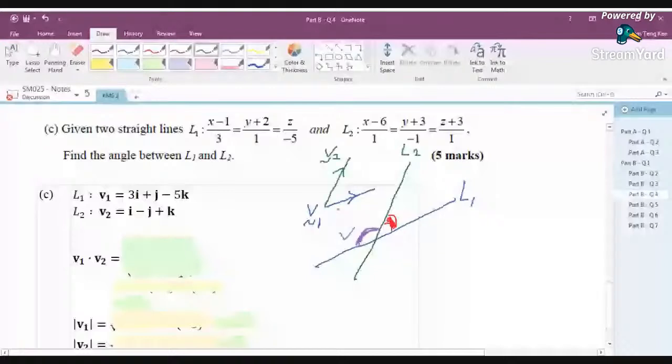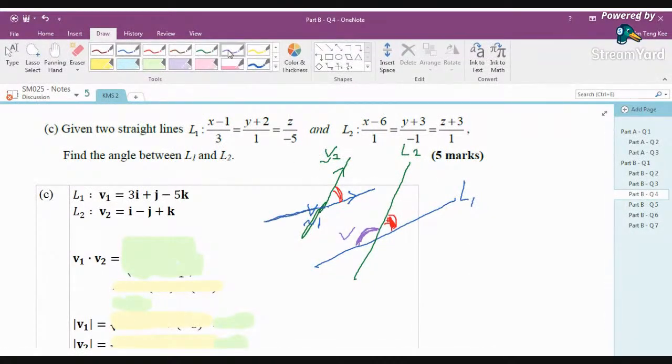And the angle, again, it can happen to be this angle, the acute angle, or it can also happen to be, if I extend these three vectors here, the obtuse angle here. So the red and the red, they have the same size. The purple and the purple, they should have the same size.